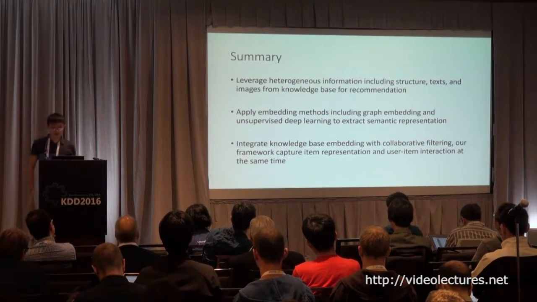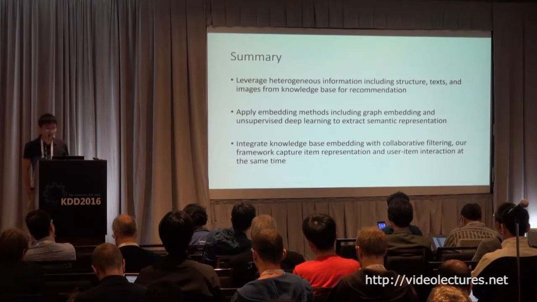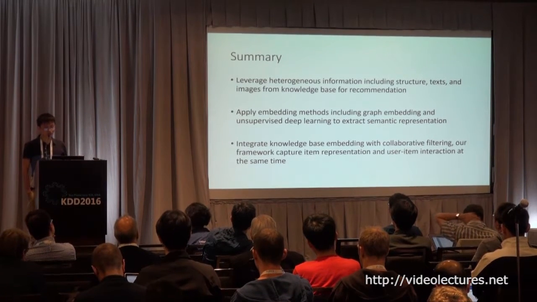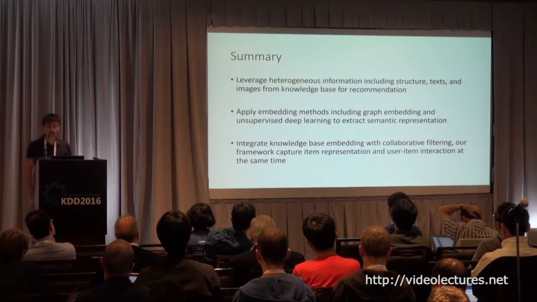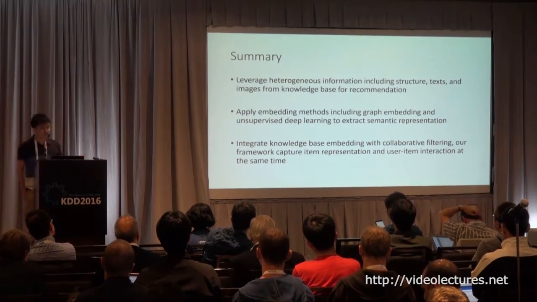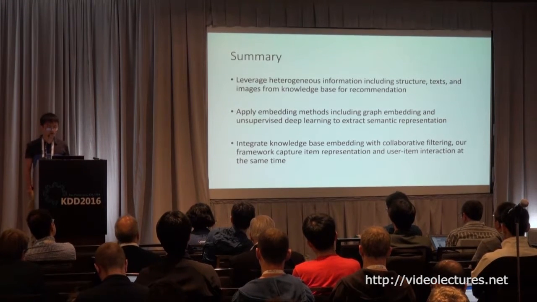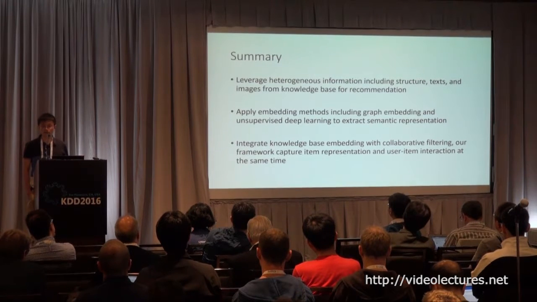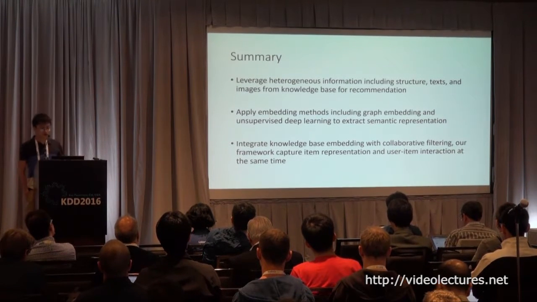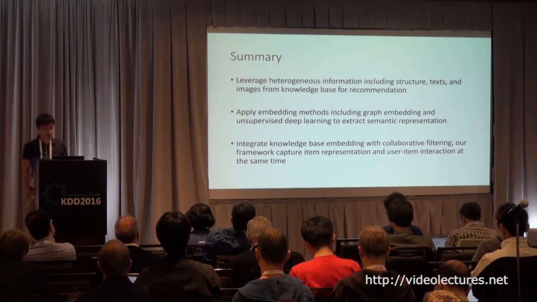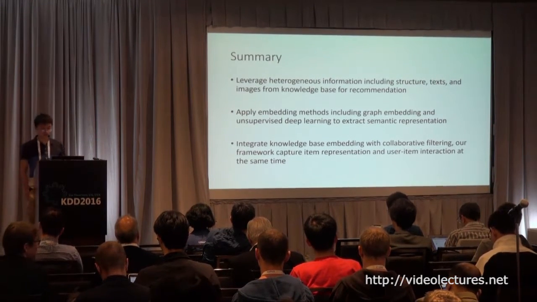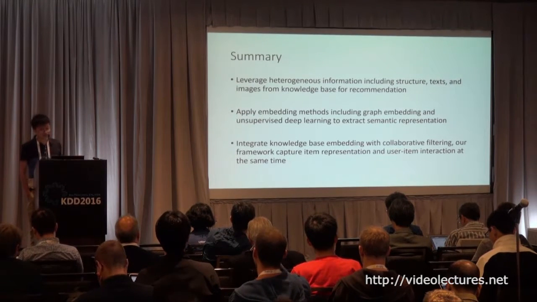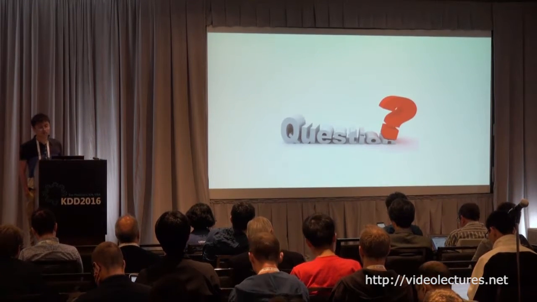Okay, finally, I will give the summary of our work. First, we integrate heterogeneous information, including the structure, text, and images from the knowledge base for recommendation. And second, we applied embedding methods, including graph embedding and unsupervised deep learning to extract some semantic representations. And finally, we integrate knowledge base embedding with collaborative filtering. Our framework can capture item representation and user-item interactions at the same time. So this is our work.